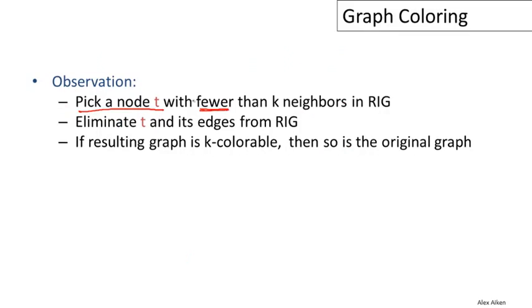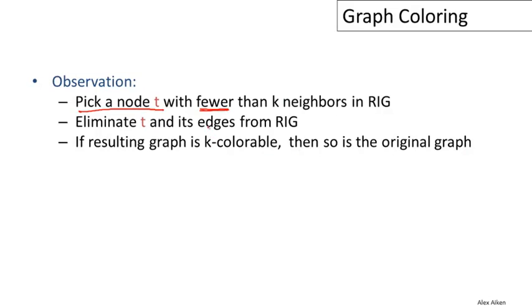Okay, and this is actually the key thing. Just find any node in the graph that has fewer than k neighbors. And then we'll eliminate T and its edges from the register interference graph. So we'll just delete that node and all the edges adjacent to it. And then if the resulting subgraph is k-colorable, then so is the original graph.